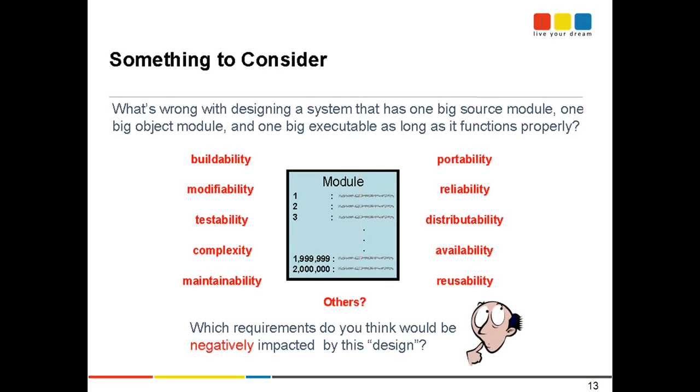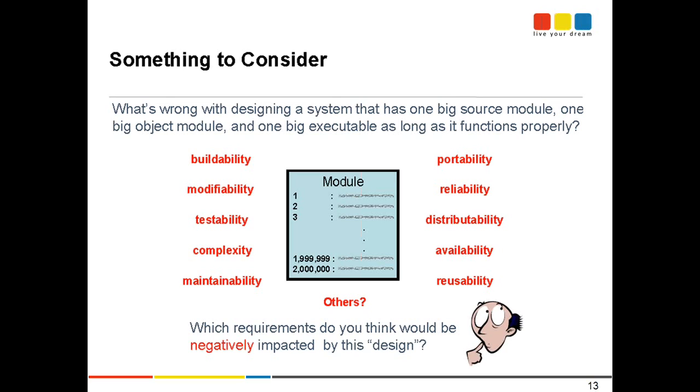Okay. Let's look at this slide. What's wrong with designing a system that has one big source module, one big object module, and one big executable, as long as it functions properly? How many of you agree with this statement? See, a list of functional statements is given, and then we build this huge thing which functions very well. It takes care of all the functional requirements. So is this correct? Can we go and deliver this to the customer, right?